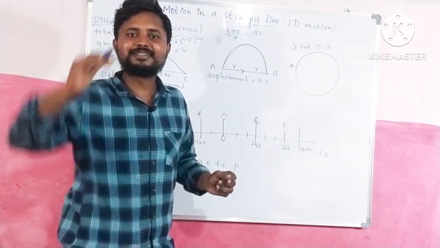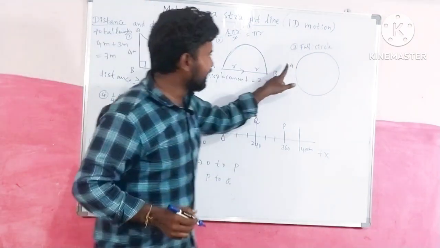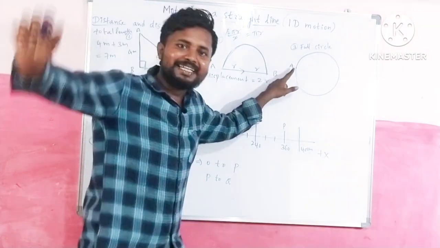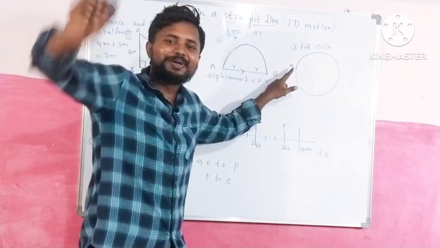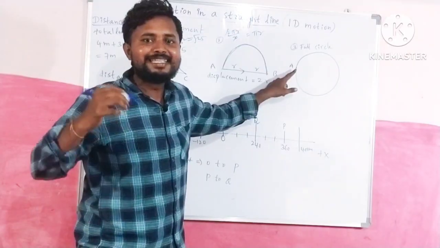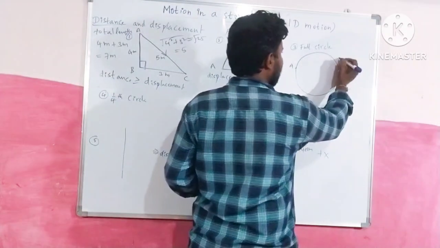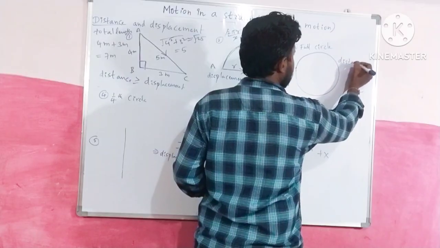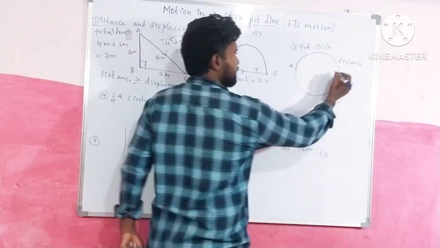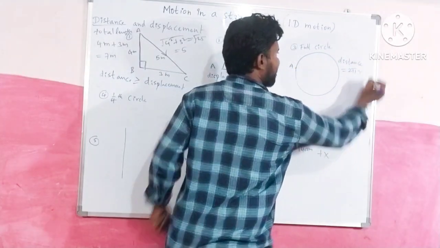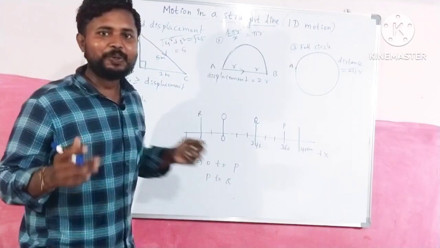The body completes one revolution, starting from A, and finally it reaches the same point A. In this case, what is the distance? Here distance is 2 pi r, the circumference of a circle.